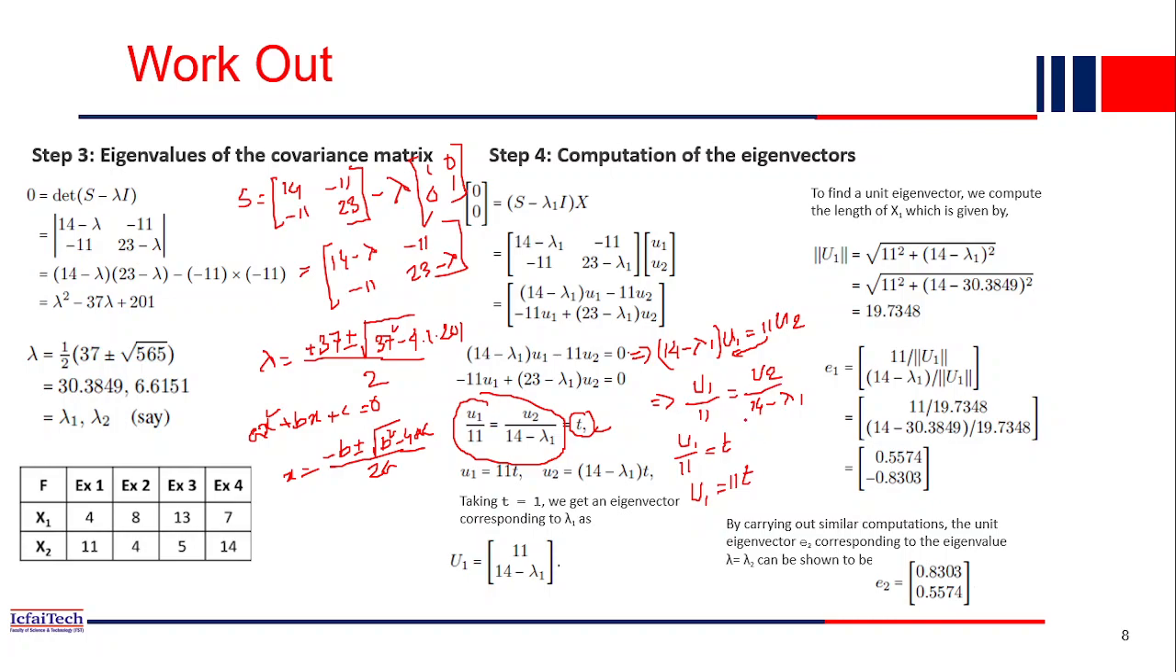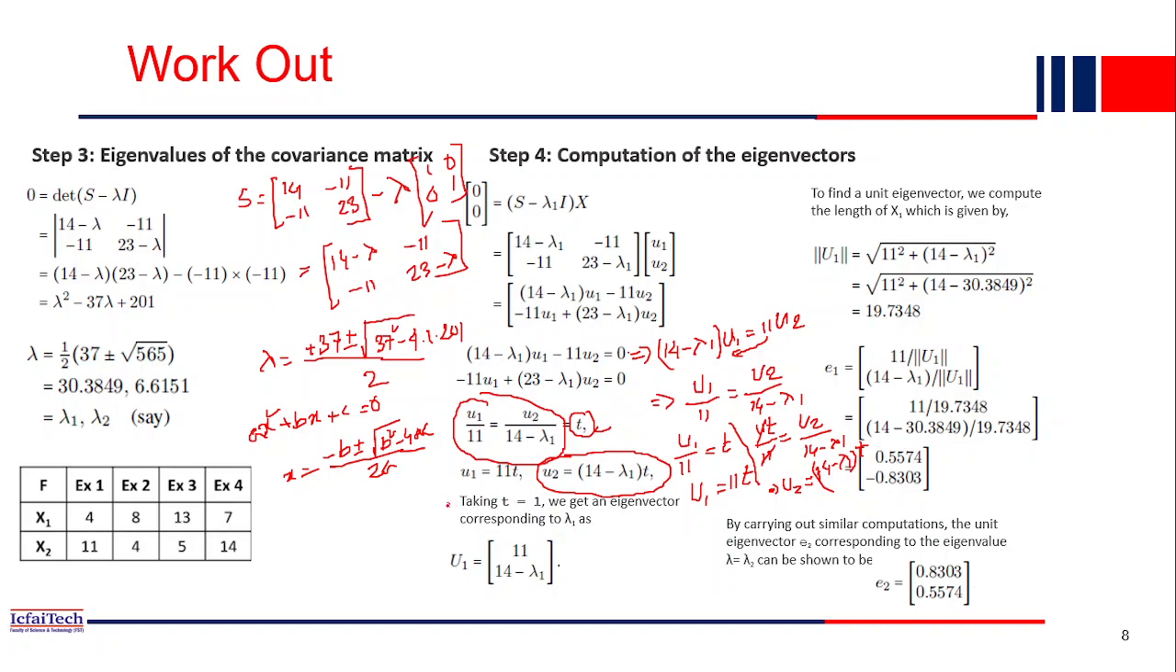So in this equation only, you substitute the value of u1. So u1 will be 11t by 11, equal to u2 by 14 minus lambda 1. So from here you get u2 equal to (14 minus lambda 1)t, right? 11 will get cancelled out. So you have 14 minus lambda 1 into t. So that is written here, u2, 14 minus lambda 1 into t. Simple expression we are doing.